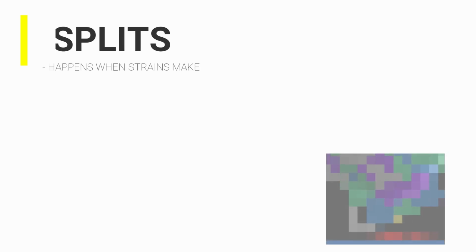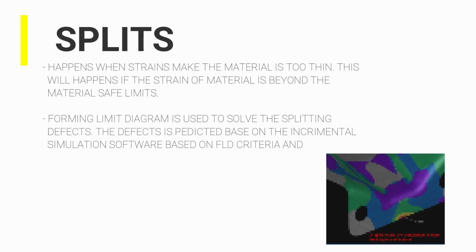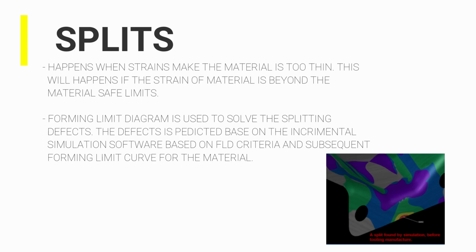The third defect that could happen is the split defect. This defect happens when strains make the material too thin. This will happen if the strain on the material is beyond the material's safe limit. A forming limit diagram is used to solve the splitting defect. The defect is predicted using incremental simulation software based on FLD criteria and the subsequent forming limit curve for the material.